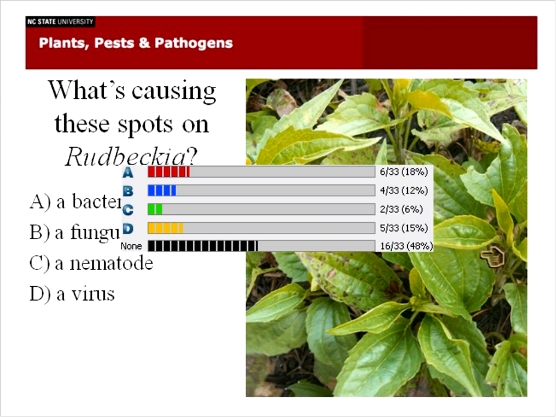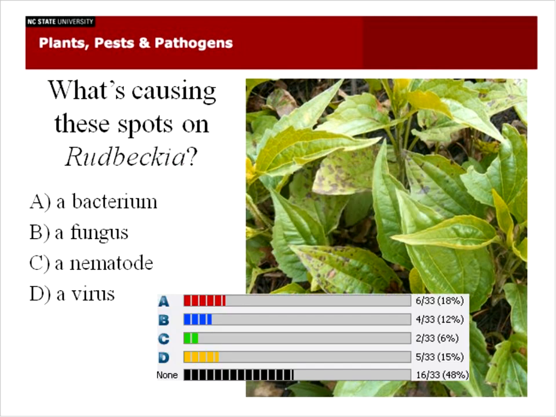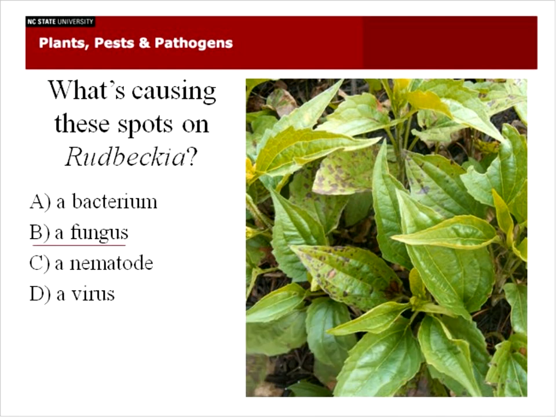All right, well, as it turns out, bacterium is not a bad guess because they are somewhat angular and there is a bacterial disease on Rudbeckia. No one picked nematode. A few people picked virus. You might suspect somewhat virus-like symptoms, but then again, we're not seeing anything on the newest growth here, so you would maybe suspect not. And as it turns out, this is a fungal disease.